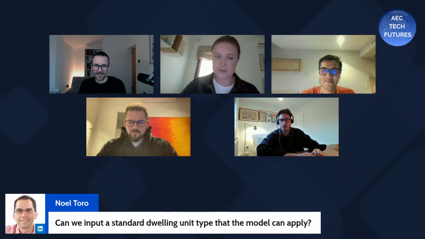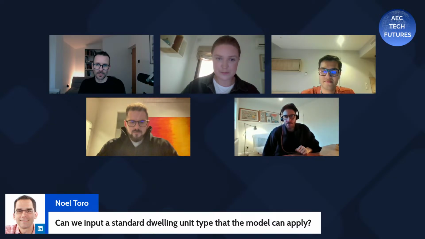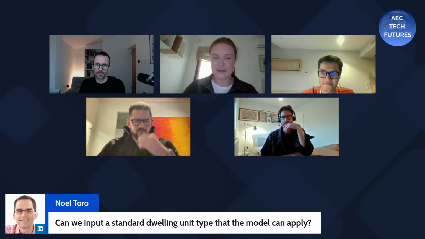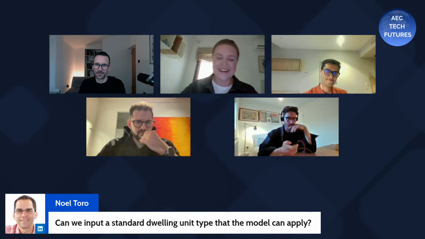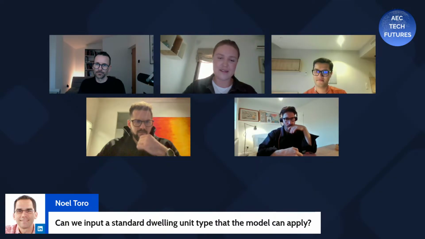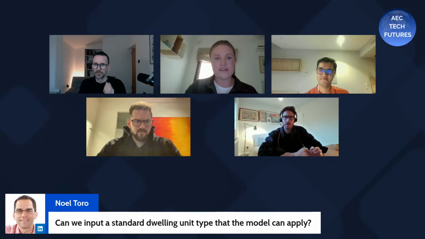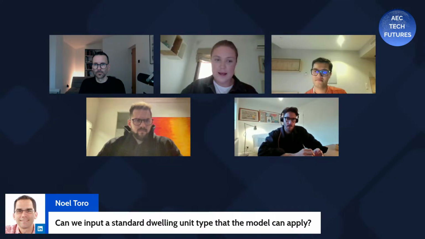Okay, all right. Next one. Can we input a standard dwelling unit type that the model can apply? This is for Hektar, I think, was you, Sophia. Yeah, kind of, but not really. The way it works is you can specify the distribution that you want, and very soon you can also specify the dimensions, but I'm not sure if I completely understand, you cannot really upload a library, but you can specify parameters for that unit type, if that makes sense. So kind of, yes.